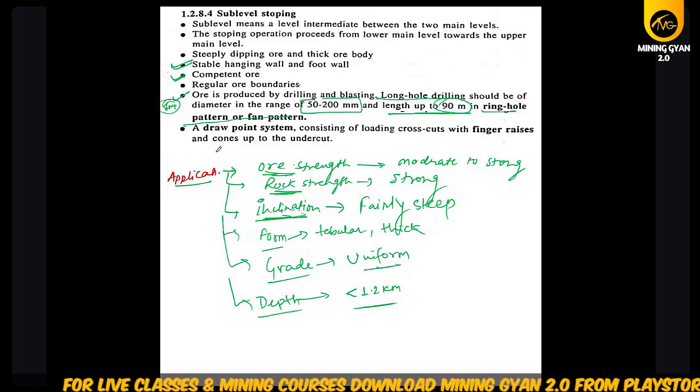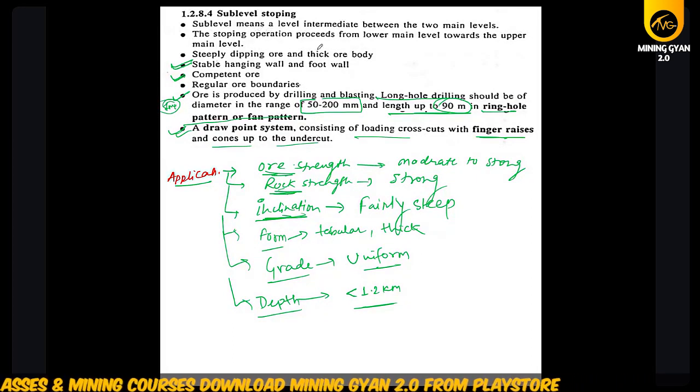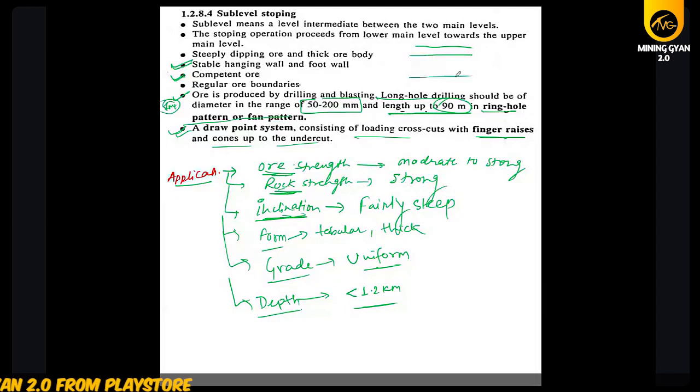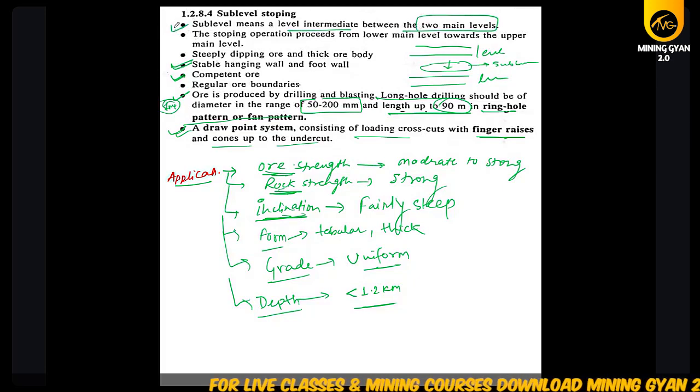And a draw point system, consisting of loading cross cut and the finger raises and cones up to the undercut. Or intermediate between the two levels. Sub level we have discussed also in our coal section, that the level between this is level 1, this is level 2, and if any level comes between these, they are the sub levels. Sub level means the level intermediate between the two main levels is known as the sub level.